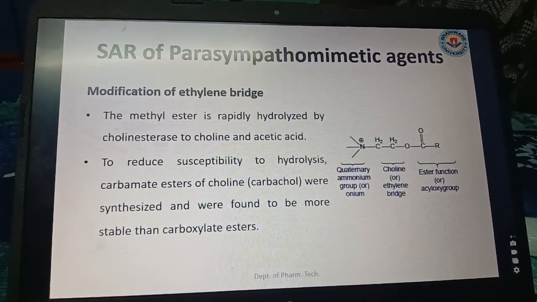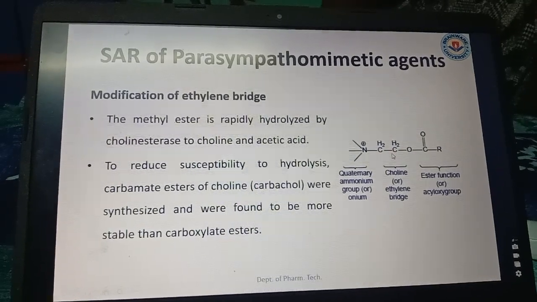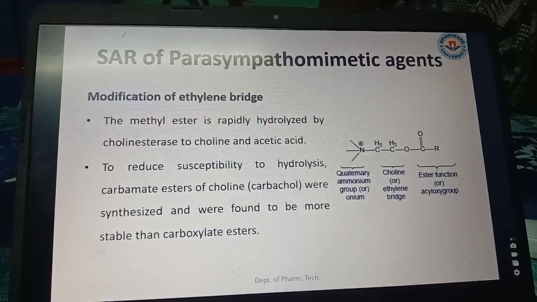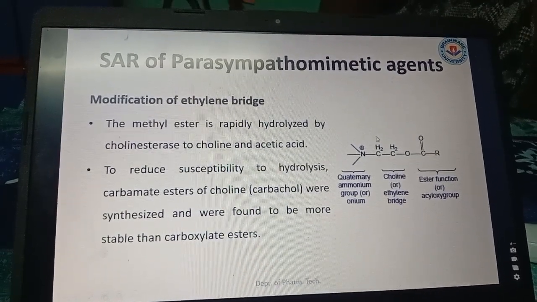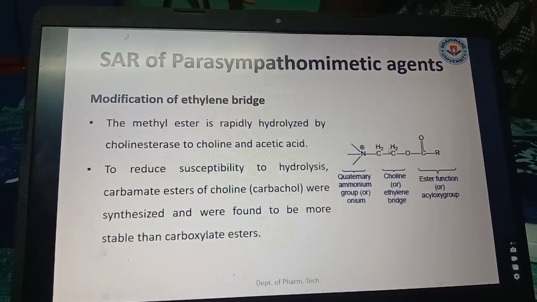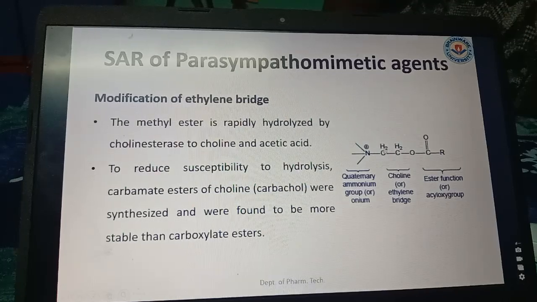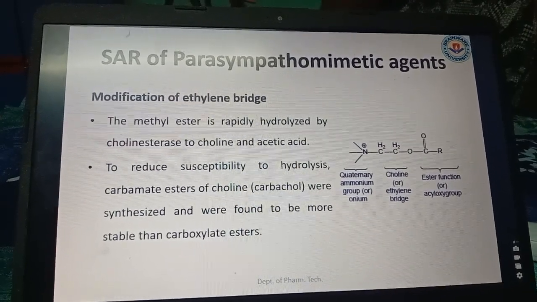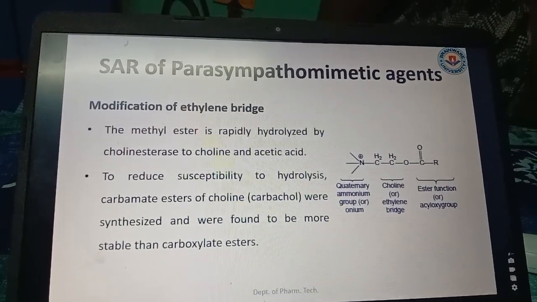SAR of parasympathomimetic agents: modify the ethylene bridge. This ethylene bridge, the methyl ester is rapidly hydrolyzed by cholinesterase to choline and acetic acid. That means in this portion, acetylcholinesterase is working. So the methyl ester is rapidly hydrolyzed. To reduce susceptibility to hydrolysis, the carbamate esters of choline, carbachol, were synthesized and were found to be more stable than the carboxylate esters.